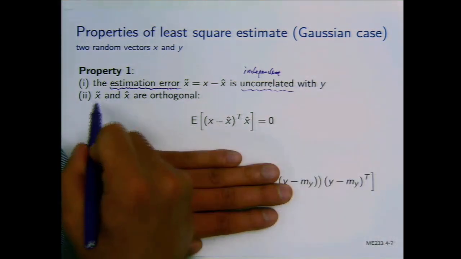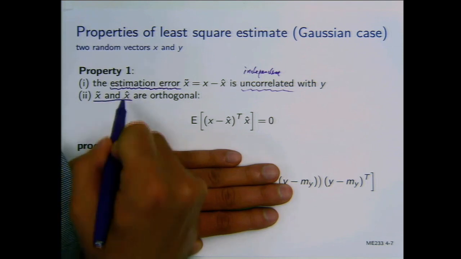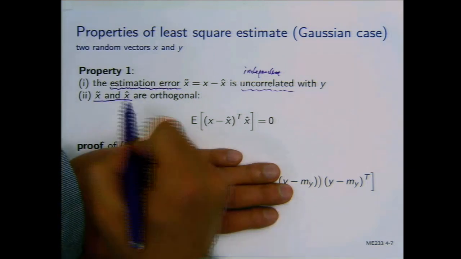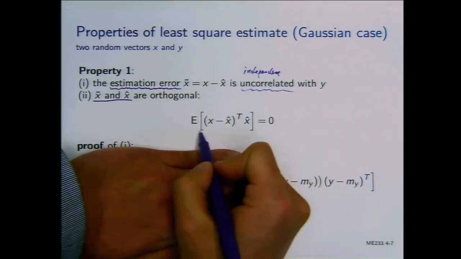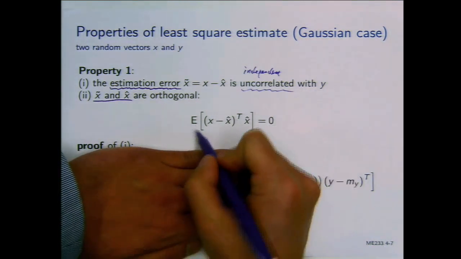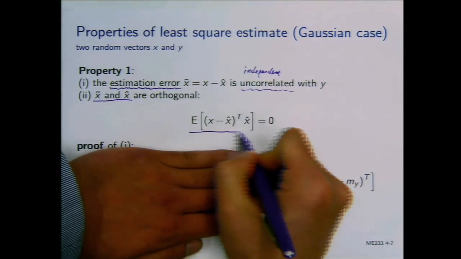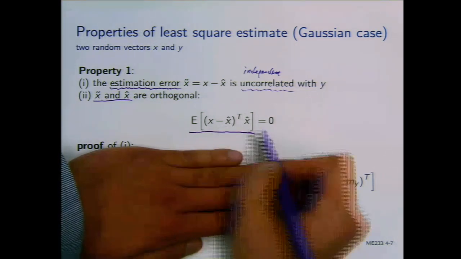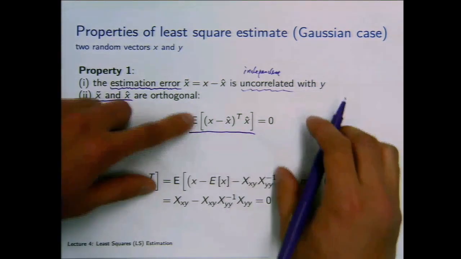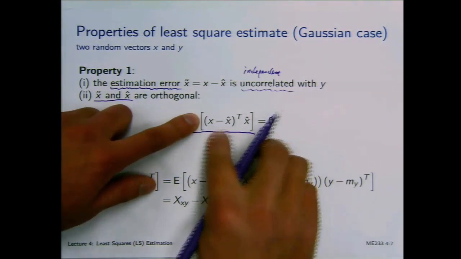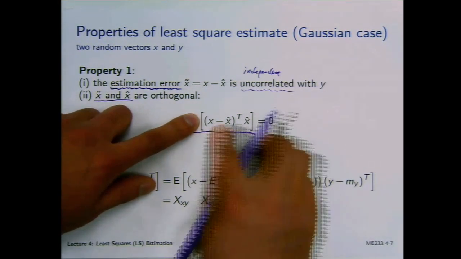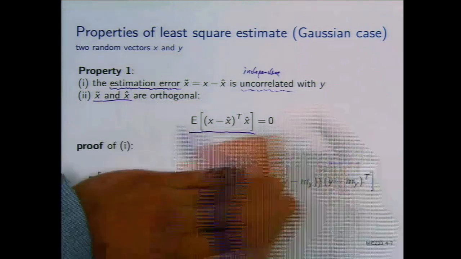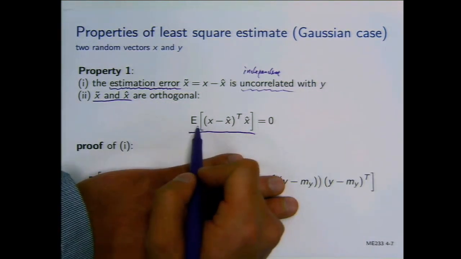And then, second of all, x tilde, the estimation error, and the estimate x hat itself, they are orthogonal. Orthogonal in this case means the expectation of the inner product of the two vectors is 0. If we don't have the expectation sign, and if these vectors are deterministic, that's orthogonality in the deterministic case. In the stochastic case, we just have the expectation sign here.